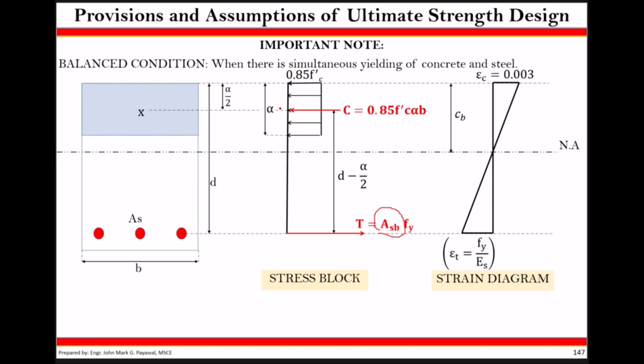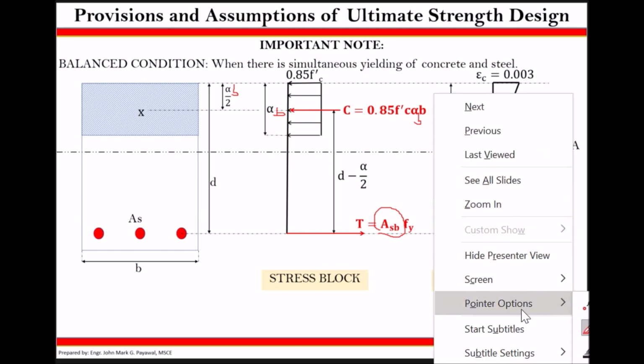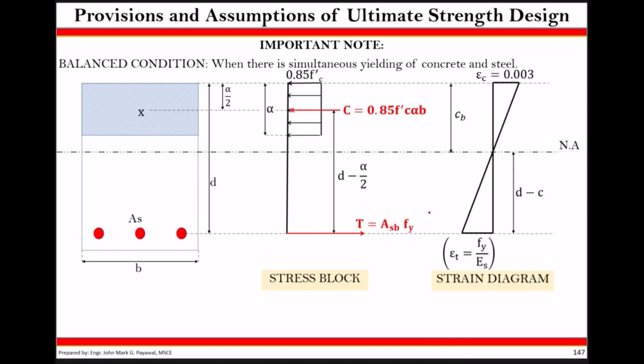Ibig sabihin nito, magbabago din to. Alpha balanced, alpha balanced, alpha balanced. Okay? Please take note of that. Ito, just a typographical error. Dapat d minus c balanced. Bakit natin ginagawa yon? Para particular tayo on different conditions. Kapag c sub 5, c sub 4, o kaya c balanced, yun yung mga nagiging differentiation natin.